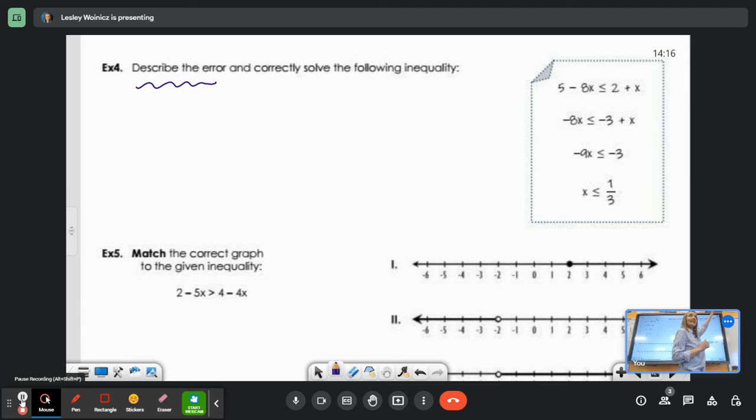Okay, we have to describe the error and correctly solve it. So how did they get rid of the 2 that was on this side? They brought it over to... or, sorry, they got rid of the 5. My bad. They brought the 5 over to the 2.